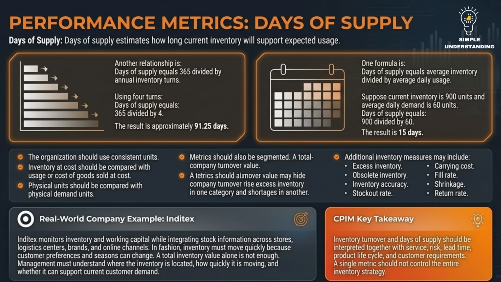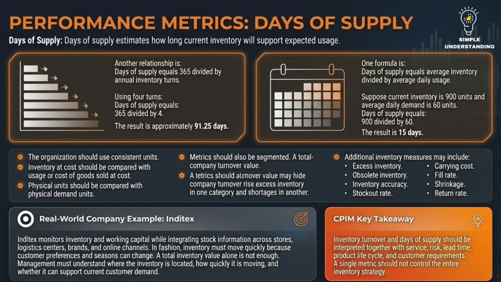Real-world company example, Inditex. Inditex monitors inventory and working capital while integrating stock information across stores, logistics centers, brands, and online channels. In fashion, inventory must move quickly because customer preferences and seasons can change. A total inventory value alone is not enough. Management must understand where the inventory is, how quickly it is moving, and whether it can support current demand.